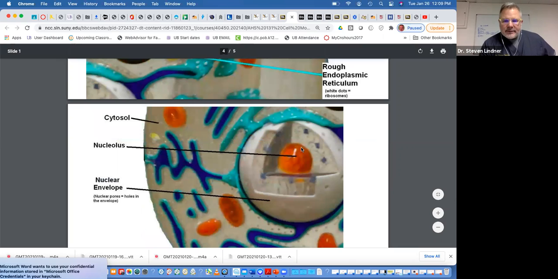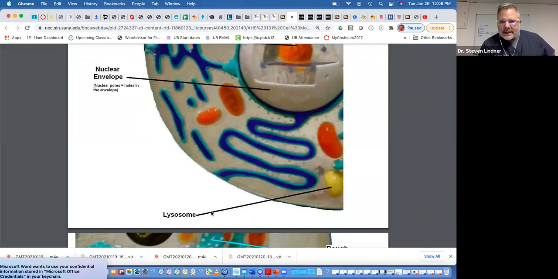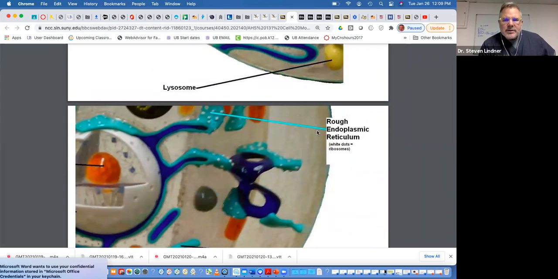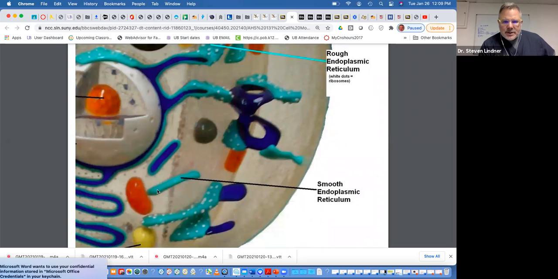If we look in the center, the nucleus is the largest organelle, and then deep is the nucleolus. Here is the white nuclear envelope with the nuclear pores associated with it. Here's the yellow lysosome. That's what dumps the hydrogen into the pathogen to destroy it, making it more acidic. Here's the rough endoplasmic reticulum. The ribosomes are the fixed white dots associated with it. Because there's no ribosomes here, we can refer to that one as a smooth endoplasmic reticulum.